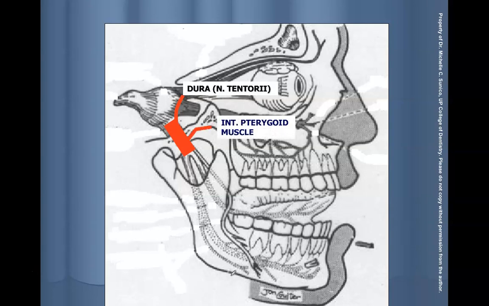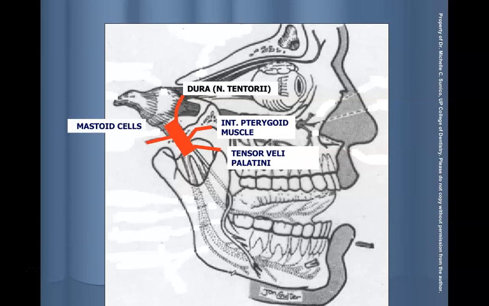So one branch is motor to the internal pterygoid muscle. Another branch is motor to the tensor veli palatini, which is a muscle of the soft palate. While still inside the skull, the undivided nerve also gives off a branch to innervate the mastoid cells. This is the sensory branch. So there are four, and this is the fifth branch. This is the branch to the tensor tympani, which is a muscle of the inner ear.